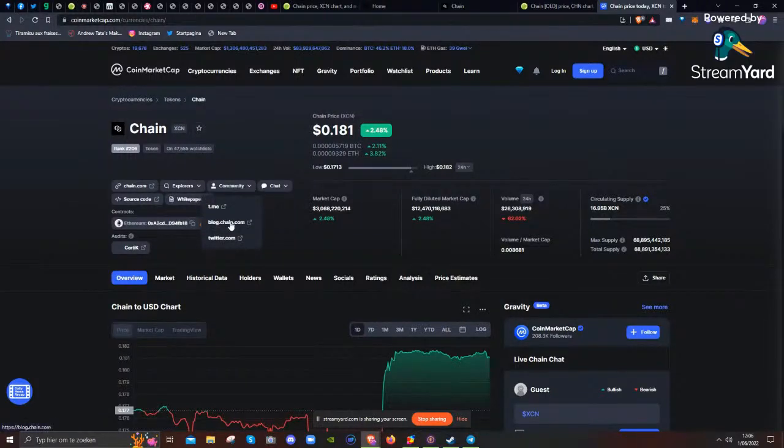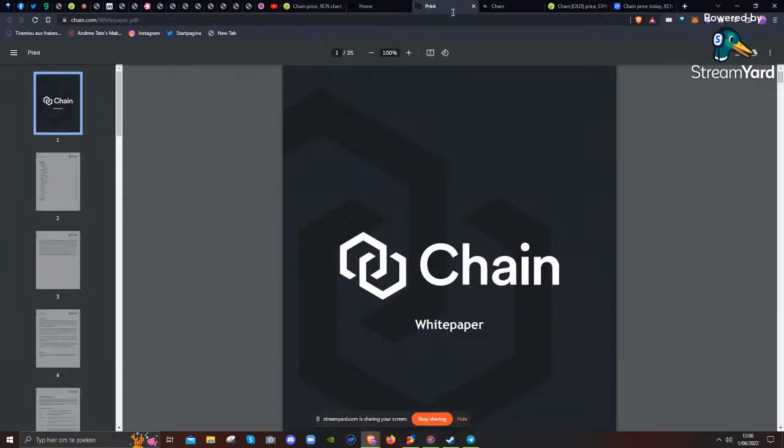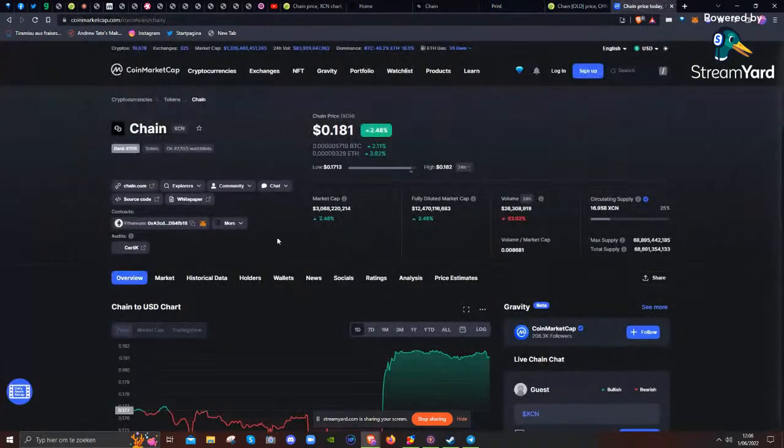Communities: Telegram, blockchain, and Twitter. Okay, chat, Discord, and Telegram. Source code mentioned here, and there's a white paper available, which is nice. Put it here somewhere. There we go.